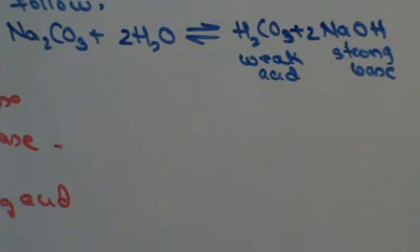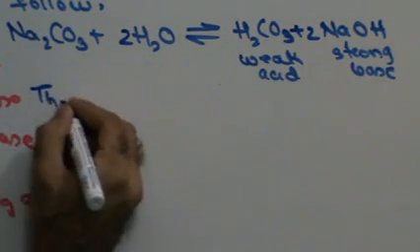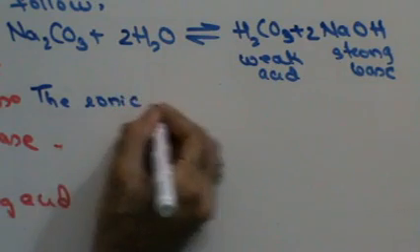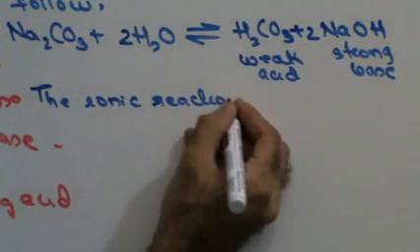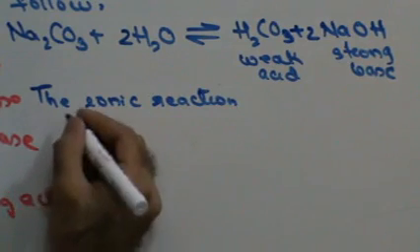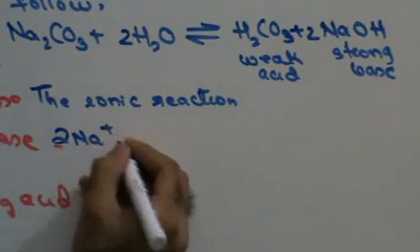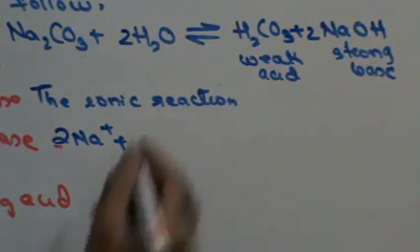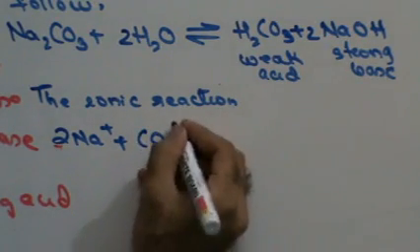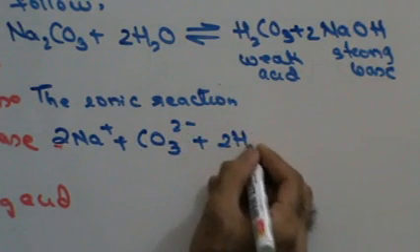3 oxygen is 3 and 2 5. Yeah, all of them are balanced. I can say that the ionic reaction: sodium carbonate will split to give you 2 sodium ions plus carbonate, which has a valency of -2, plus water in excess quantity.